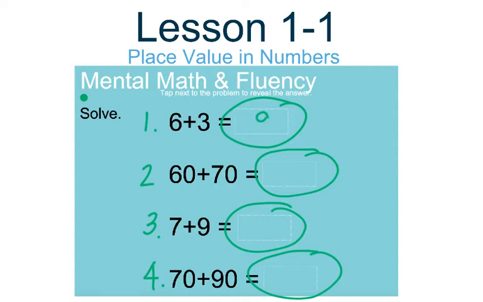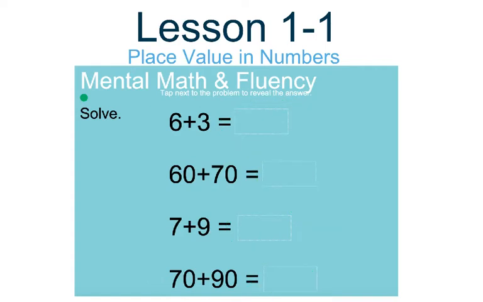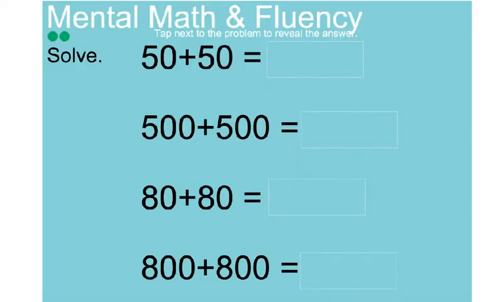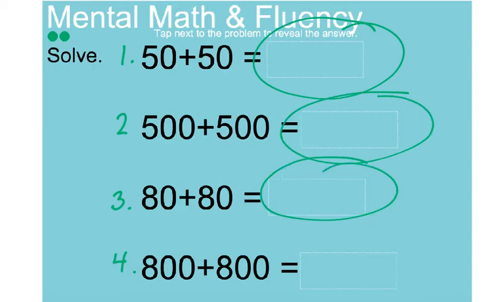6 plus 3 is 9. 60 plus 70 is 130. 9 plus 7 is 16. And 70 plus 90 is 160. Go ahead and check your work and then erase. Next, go ahead again, number 1 to 4, and put answers only. Go ahead and pause the video.